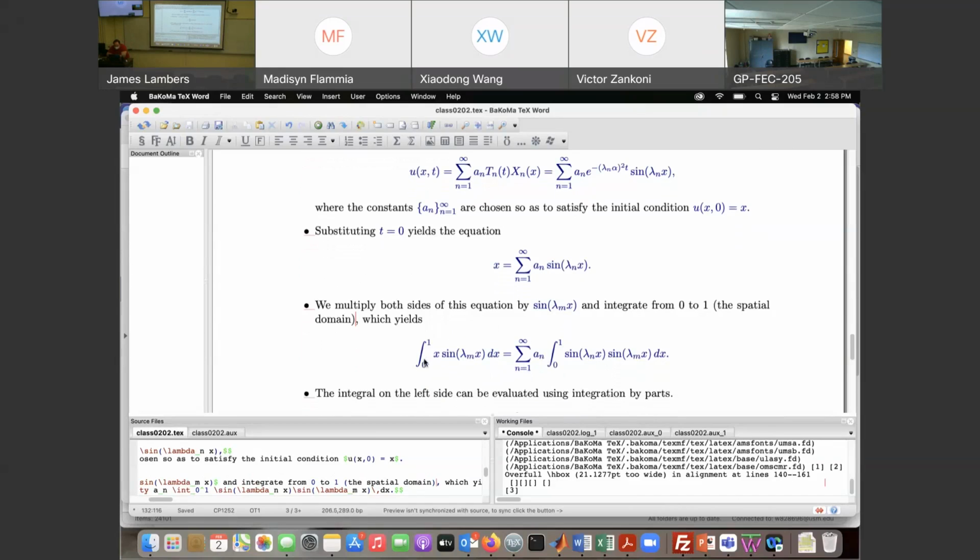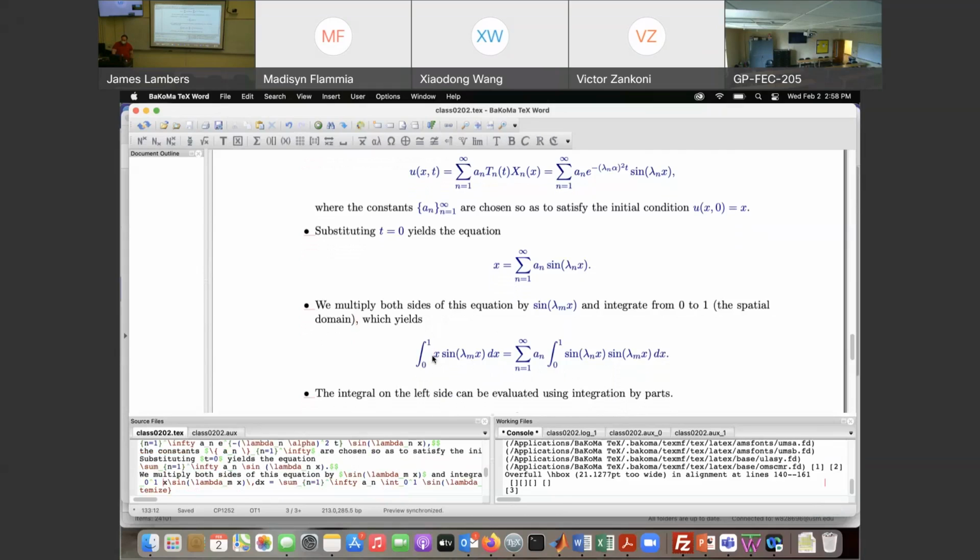I'm not really going to talk about the left side one. So how you would do that, you would use integration by parts. The integral of u dv equals, etc., where x plays the role of u, and then sine lambda m x is dv. But it's the right side integral that's more interesting to us.